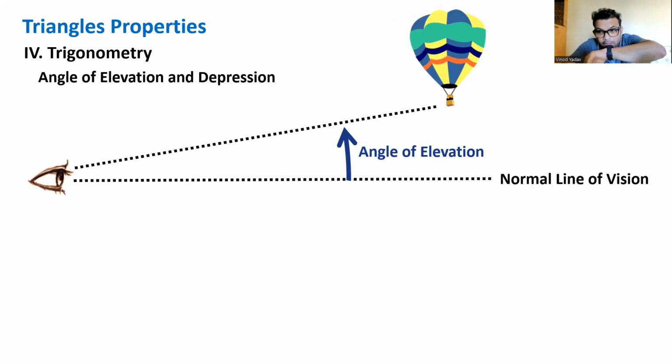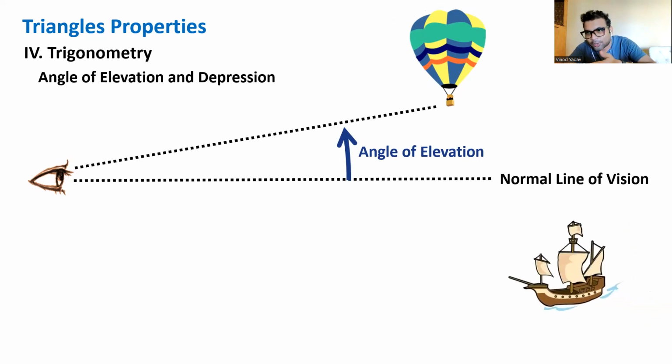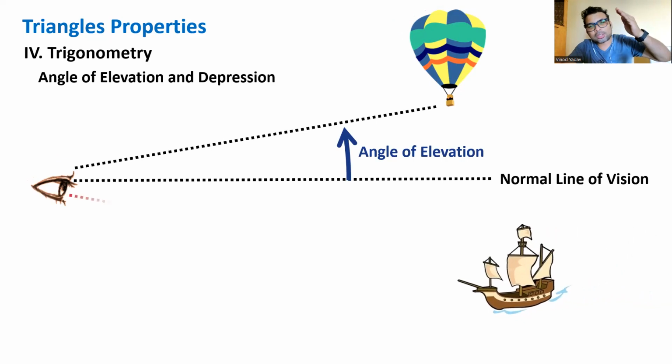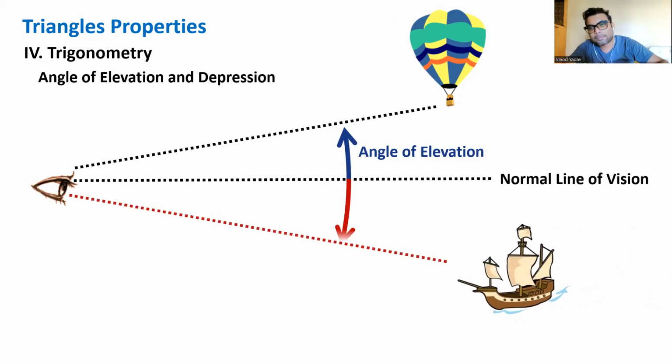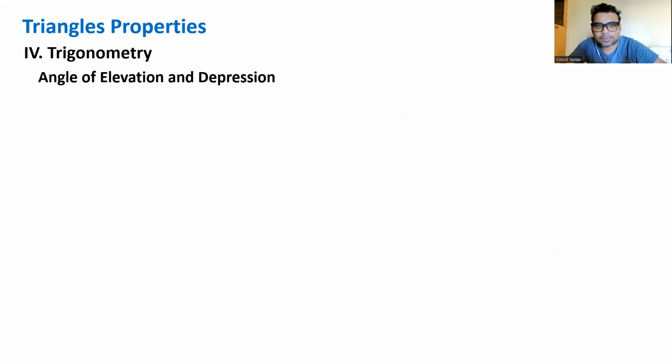And when you see something down, something is coming from below, look, it came. So you have to lower your eyes. You have to look down. So whatever angle you had to move it down by, that is called the angle of depression. They all will be with reference to this normal line of vision. Okay, let's apply this in this thought.